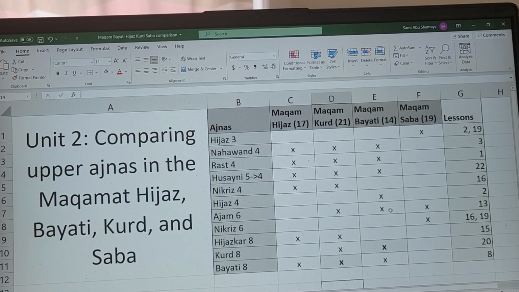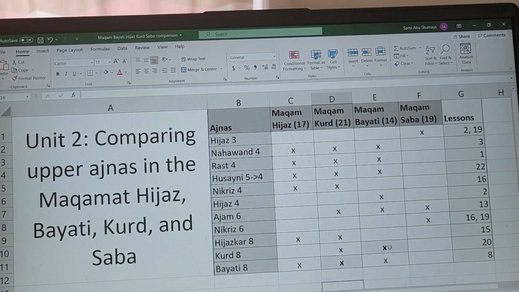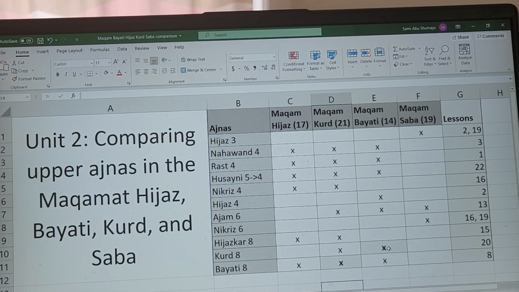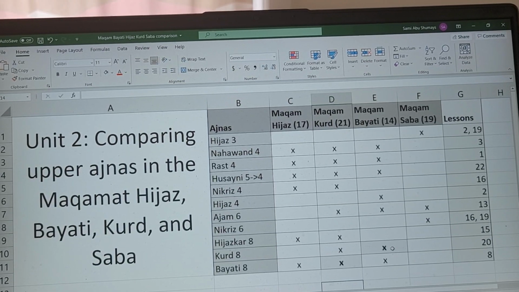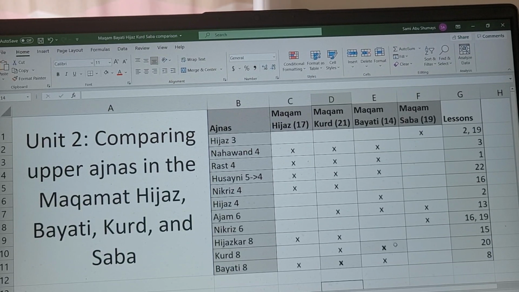Ajam on 6. Kurd on 8. There's the relationship between Kurd on 8 and Ajam on 6.